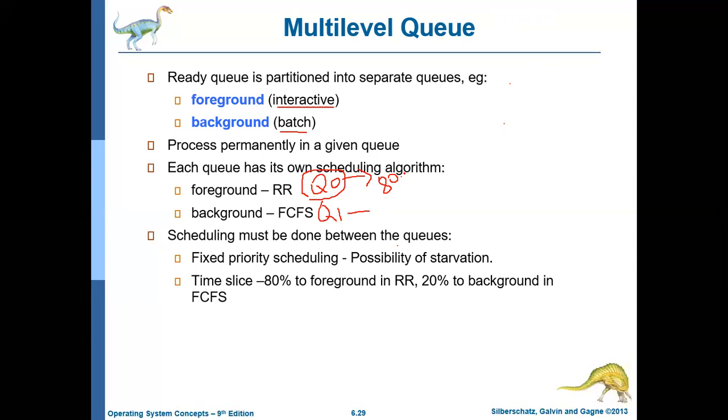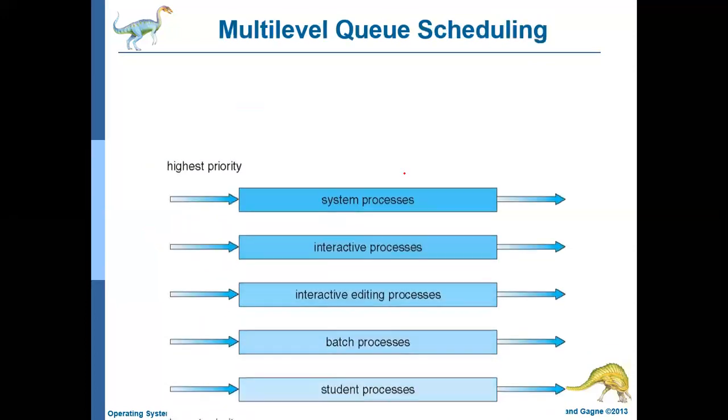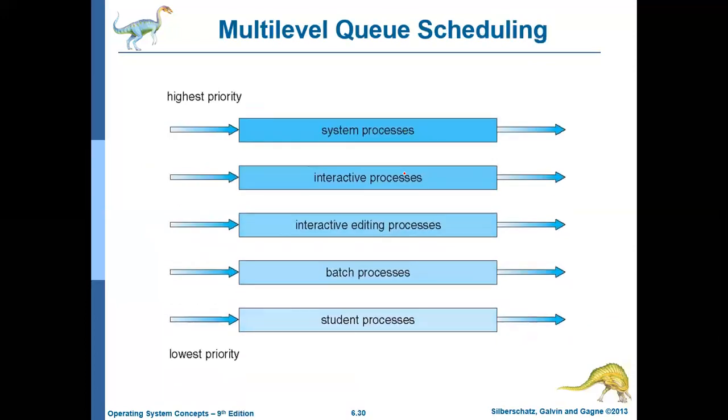Let us discuss this with an example. Let us assume the ready queue is partitioned into 5 different queues. We can number them from Q0 to Q4: Q0 for system process, Q1 for interactive process, Q2 for interactive editing process, Q3 for batch process, and Q4 for student process. And these are the priorities of these processes. Q0 has the highest priority and Q4 has the least priority.